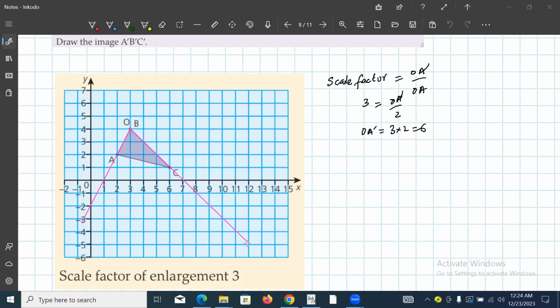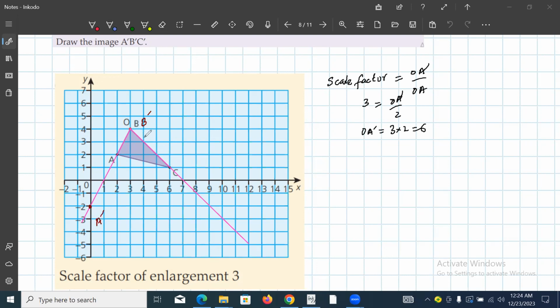If O and B have the same corner points, that means B dash will not change. Our B dash point will remain the same. Here B dash is the same point. O to A we have already found. It is 2 boxes, so 2 multiplied by 3 gives us 6. So after this we can count 3, 4, 5, 6. This is the point. We can say that this point represents A dash.